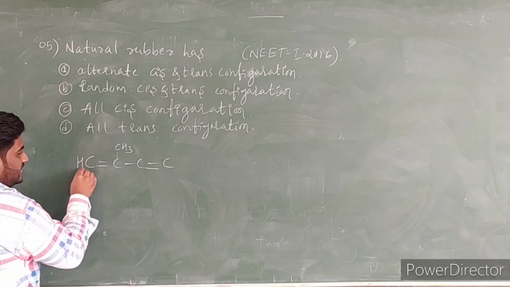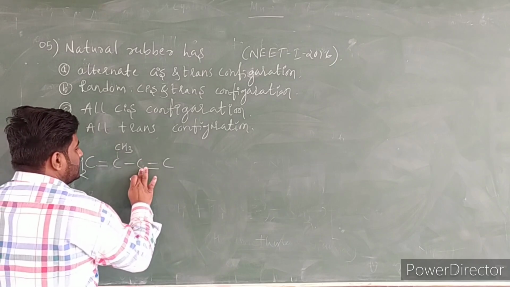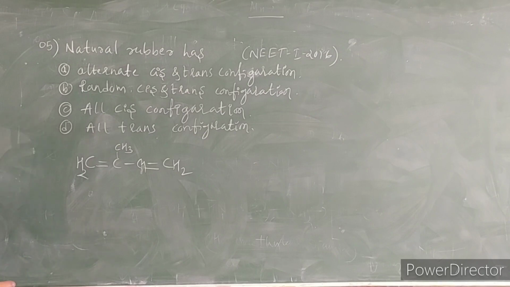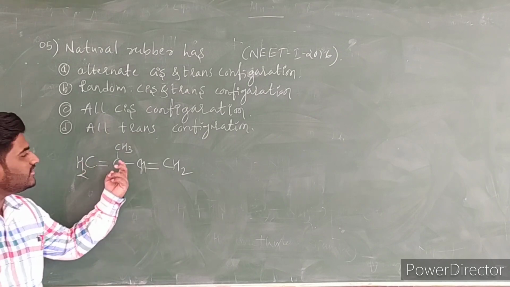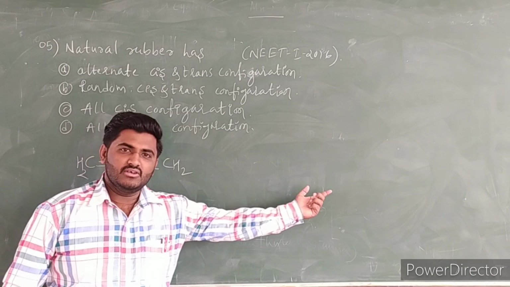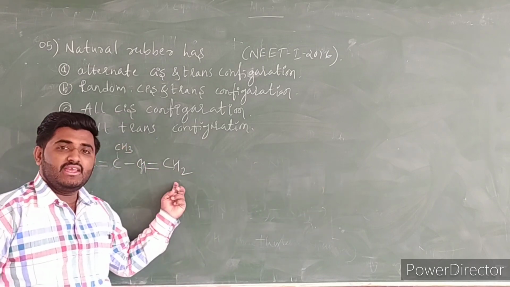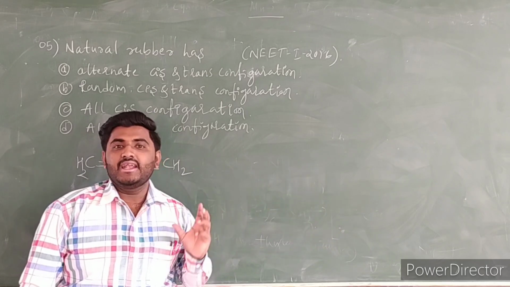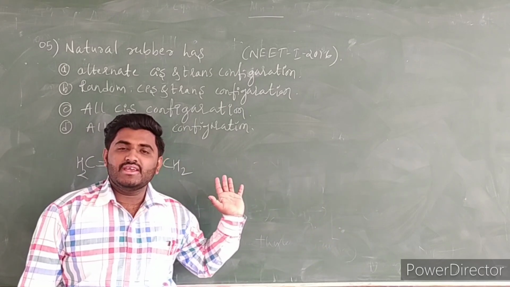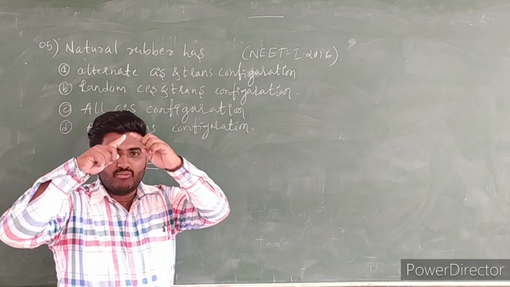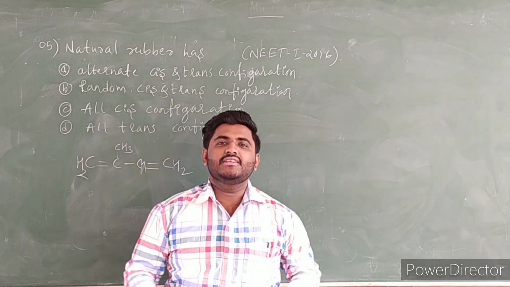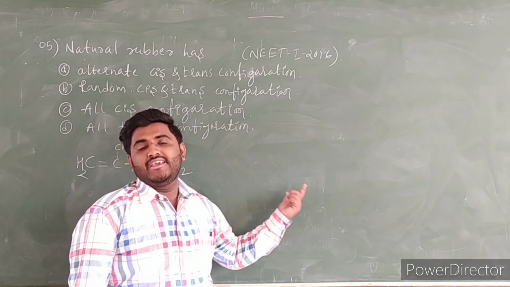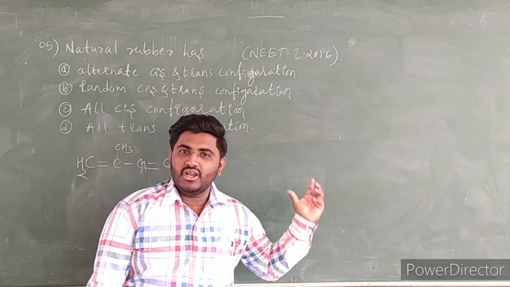So this is CH2, and we will write H here. This is our butadiene. What happens when these dienes combine to form a polymer? 2-methyl butadiene is called isoprene. Isoprene combines to form a polymer, and in that polymer you get the cis form only. Cis form means that across the double bond, the substituents are on one side only. That is cis-polyisoprene, which is nothing but your natural rubber.